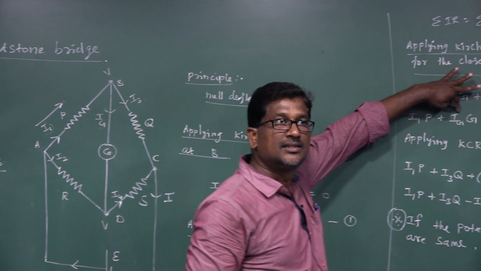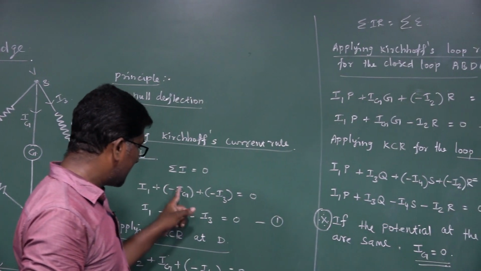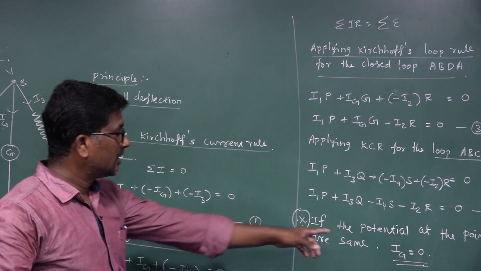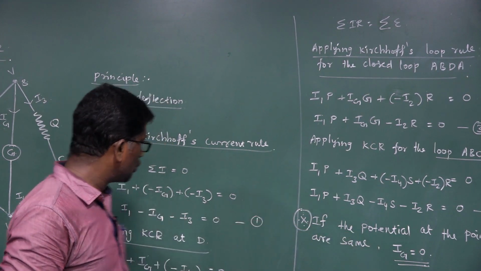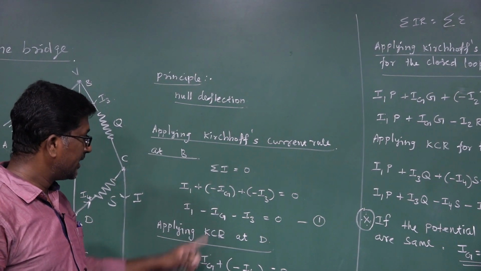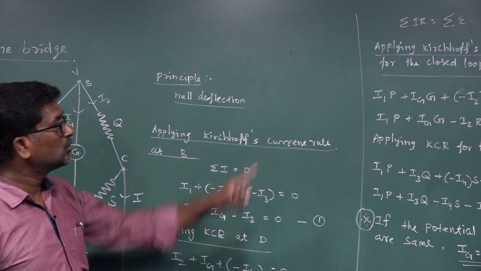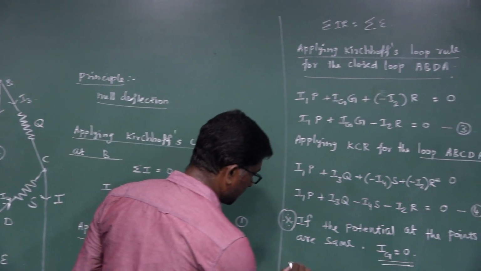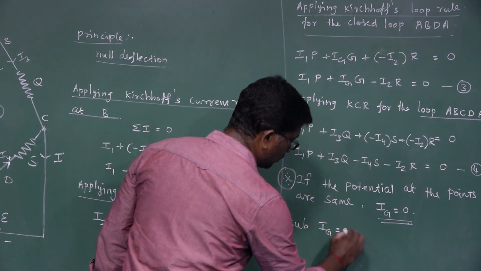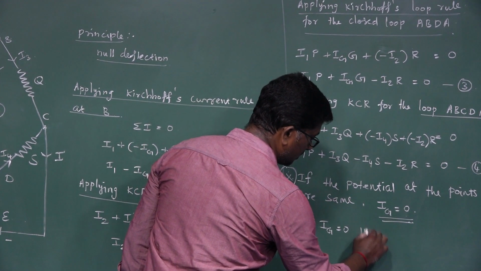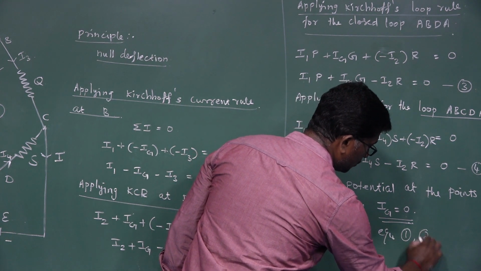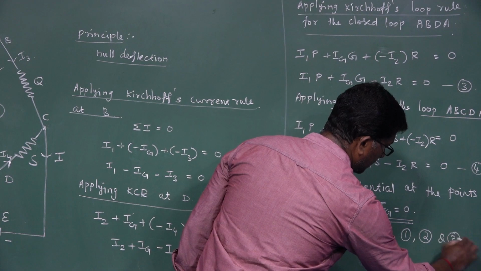and equation number 3, because in these 3 equations Ig is there. Okay, if this condition is satisfied, then we want to apply Ig equal to 0 in these 3 equations. So substitute Ig equal to 0 in equation number 1, equation number 2 and equation number 3.